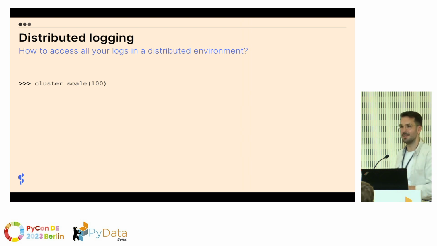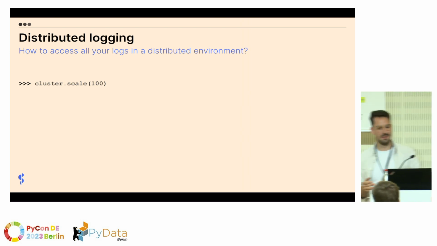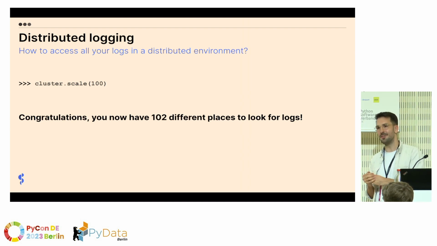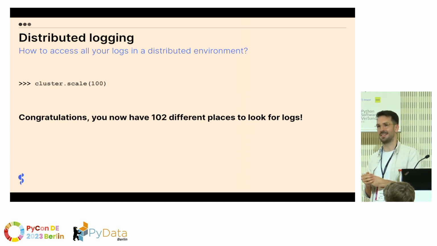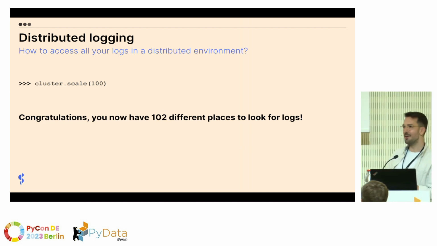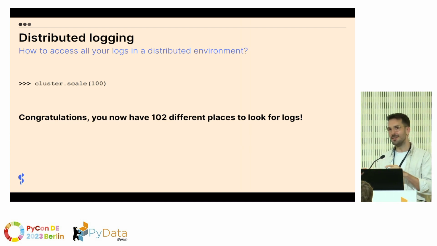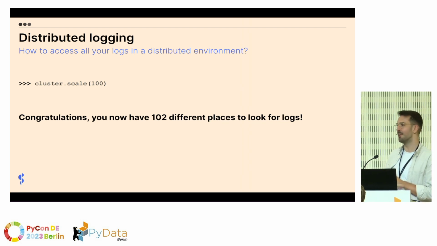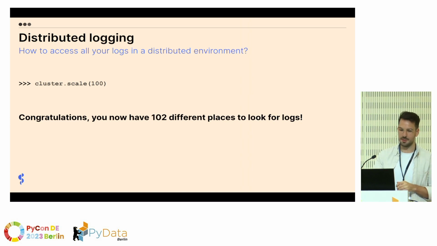You now scale to a cluster of 100 workers. What happens? Well, congratulations. We now have 102 places where we can look for our beautiful logs. I don't know how you feel about SSHing into 102 workers, figuring out what the logs are, reading through files, figuring out what's going on. I don't like that. So there's better ways to do this.